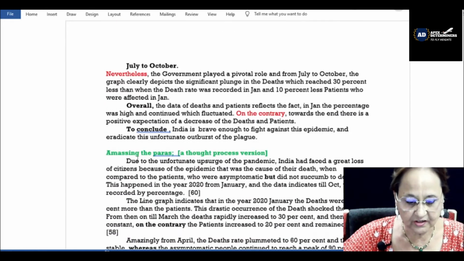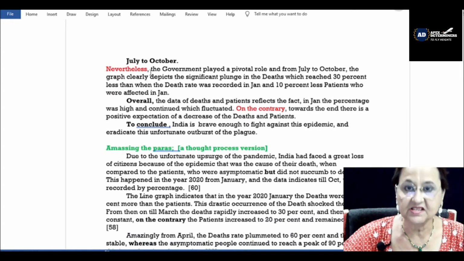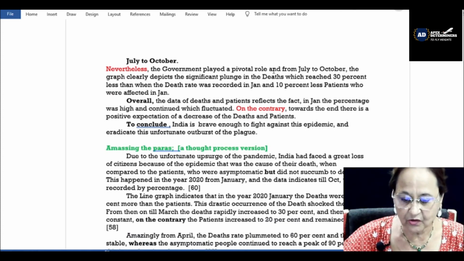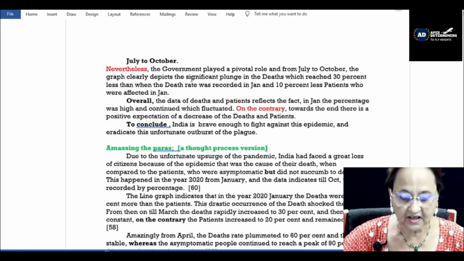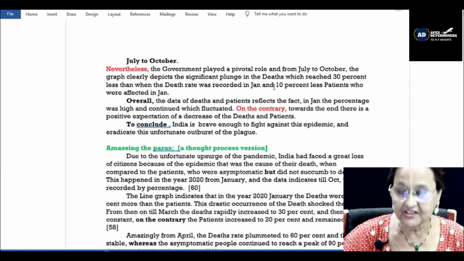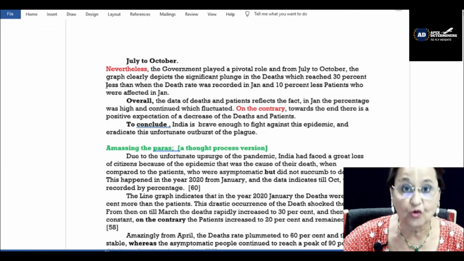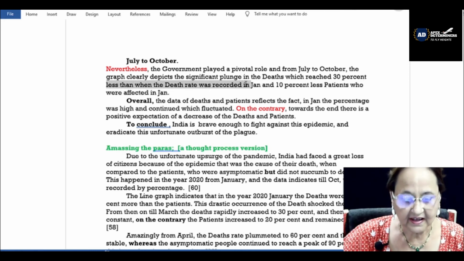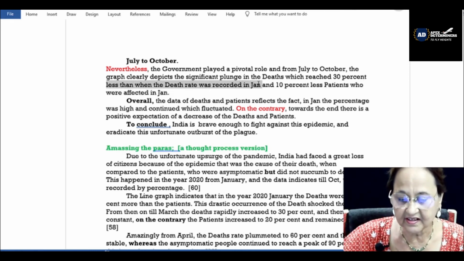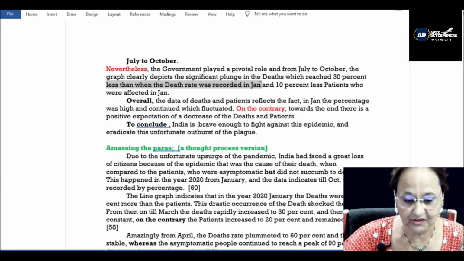Okay, now July to October, nevertheless, the government played a pivotal role, and from July to October, the graph clearly depicts the significant plunge in the deaths, which reached 30%, less than when the death was recorded in January. Now, you get your score here because you have highlighted this fact, less than when the death rate was recorded in Jan. For that, you get your points.